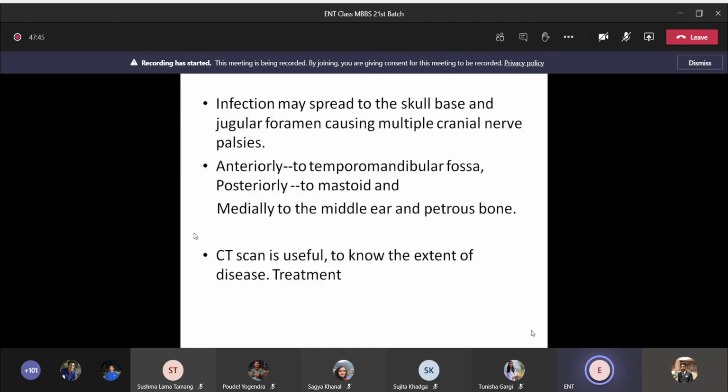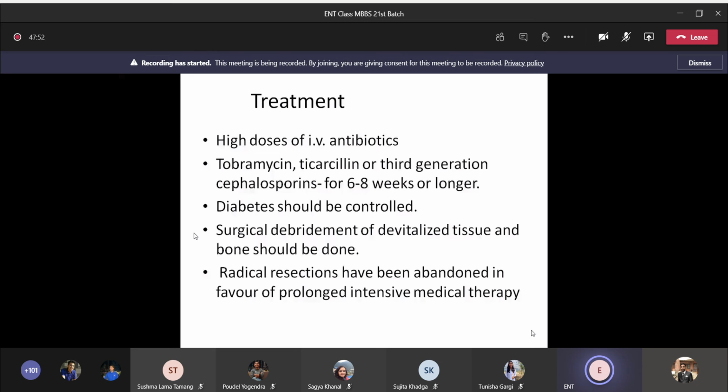And for treatment, we need to give high doses of IV antibiotics. Basically against Pseudomonas. Okay, so we give fourth generation cephalosporins, tobramycin, ticarcillin, or third or fourth generation cephalosporin for 6 to 8 weeks or longer. Diabetes need to be controlled. Devitalized tissues should be surgically debrided, and radical resections have been abandoned in favor of prolonged intensive medical therapy. So cefpodoxime is usually given, tobramycin, ticarcillin in high doses and controlling diabetes.